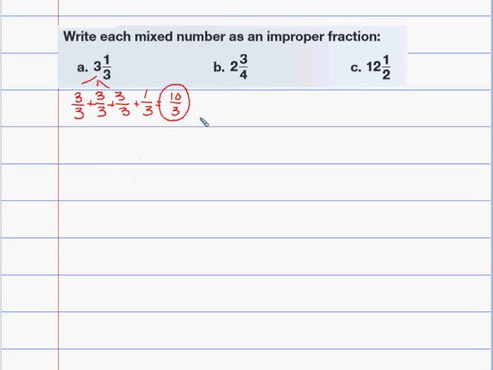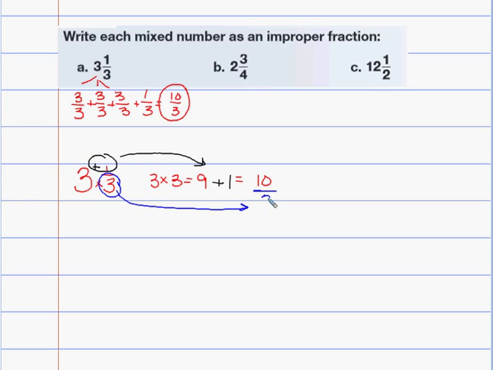The other way to do this problem would be to take your denominator times your whole number. 3 times 3 is 9. So we have 3 times 3 is 9. And then we're going to add that product with the 1. So we're going to add 1. And that will give us a total of 10. And we always keep the denominator over here. So our fraction is 10/3.